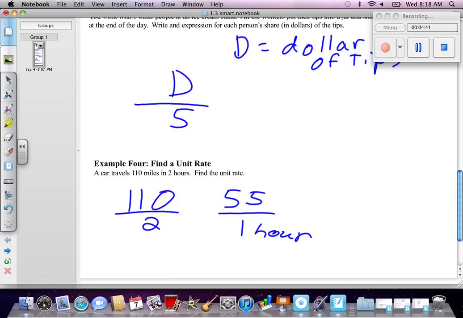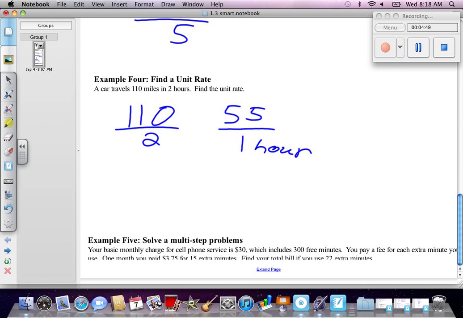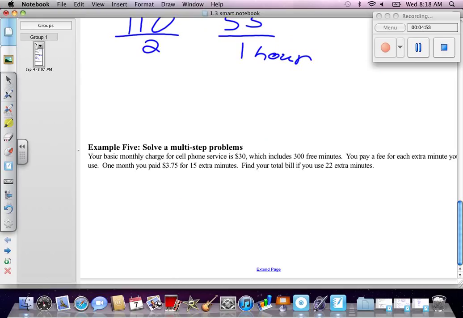Okay, ready for the last word problem? This will be the end of 1.3. Your basic monthly charge for a cell phone is $30, which includes 300 free minutes. You pay a fee for each extra minute you use. One month you paid $3.75 for 15 extra minutes. Find your total bill if you use 22 extra minutes. Okay, so how much does your phone bill cost if you use no extra minutes? $30. So we know we're going to do 30 plus your extra minutes is going to equal your total bill, right?